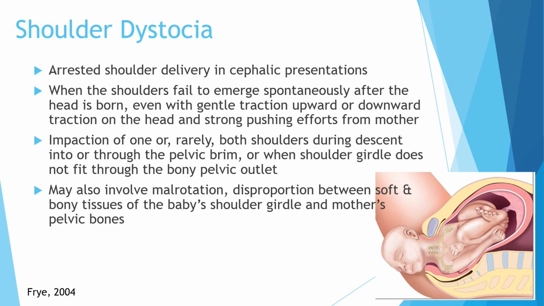So impaction of one or rarely both shoulders during a descent into or through the pelvic brim, or when the shoulder girdle does not fit through the bony pelvic outlet. It may also involve a malrotation, a disproportion between the soft and bony tissues of the baby's shoulders and the mom's pelvis. So there's somewhere that the shoulders are getting stuck because of the angle, the mom's shape of her pelvis. The baby didn't get a chance to do cardinal movements, so there's risk with a faster delivery for a shoulder dystocia. Bigger babies, there's just not a ton of hard evidence to say they're more likely to get a shoulder dystocia. It's more of just stuck.